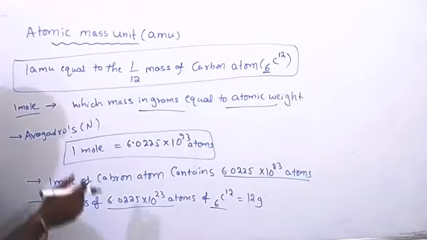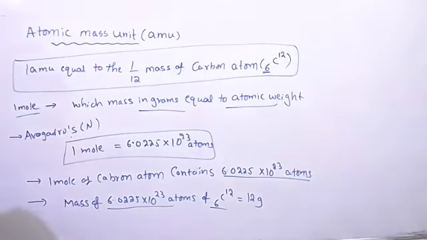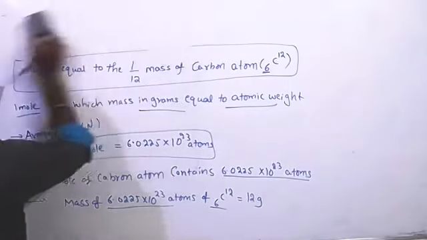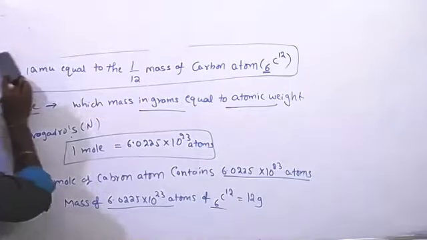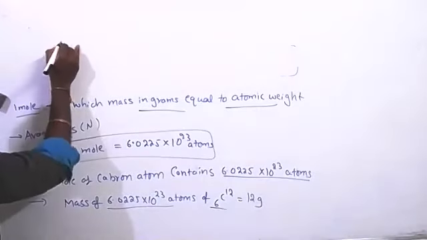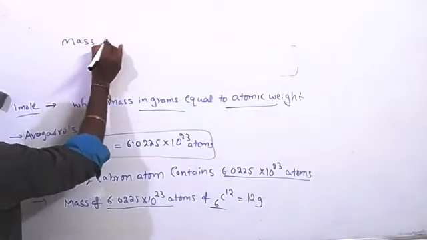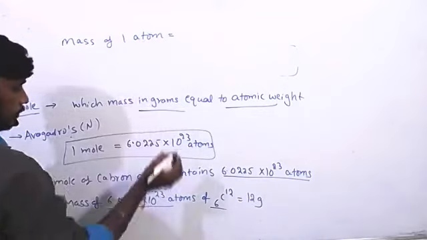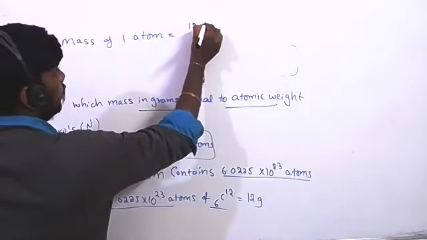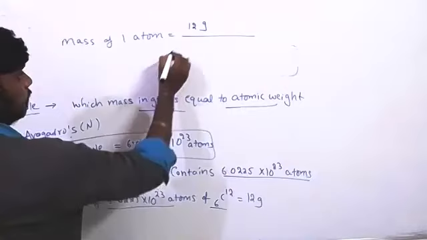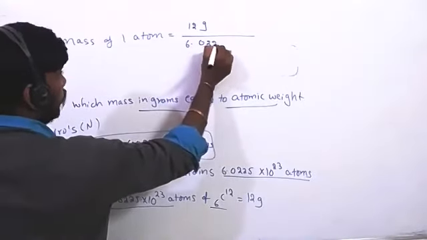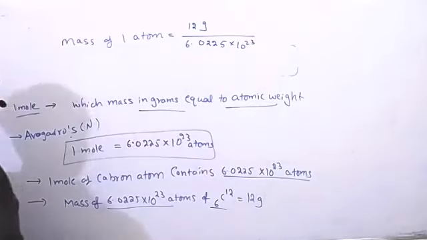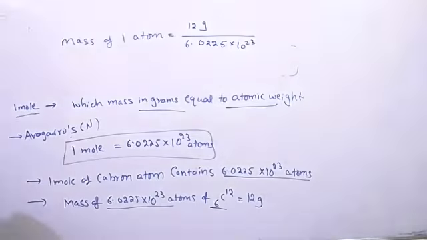So if you want to calculate the mass of a single atom, the mass of one atom is equal to 12 grams divided by 6.0225 into 10 to the power of 23. That is the mass of one carbon atom.